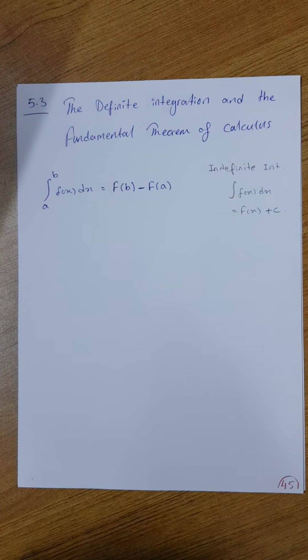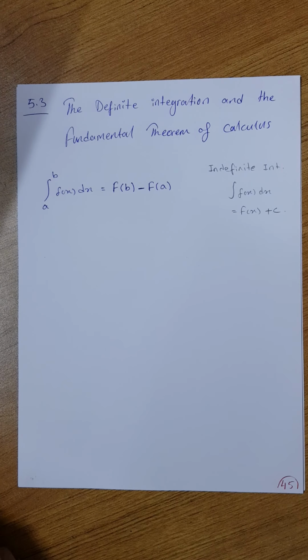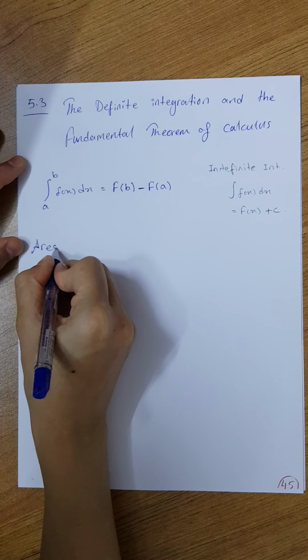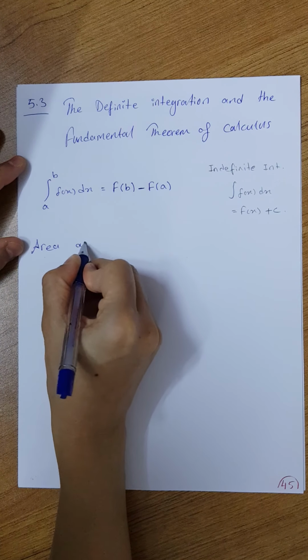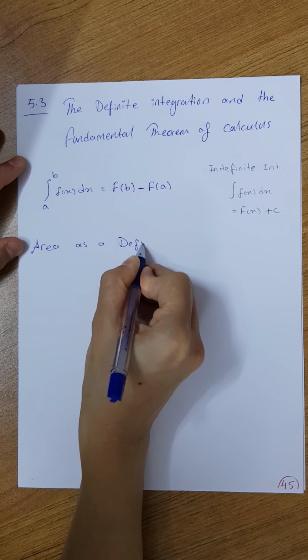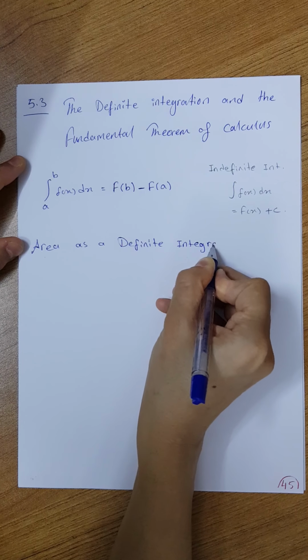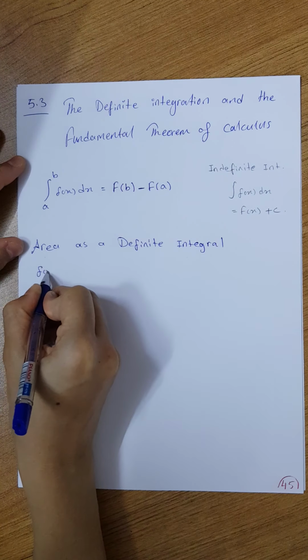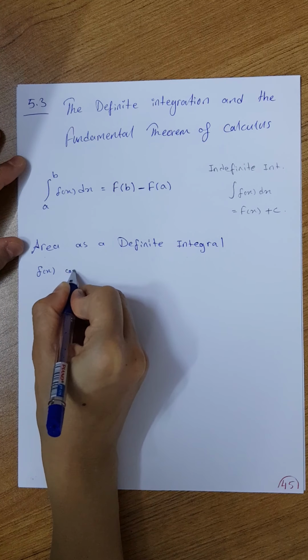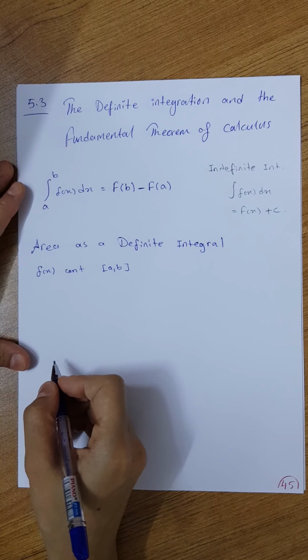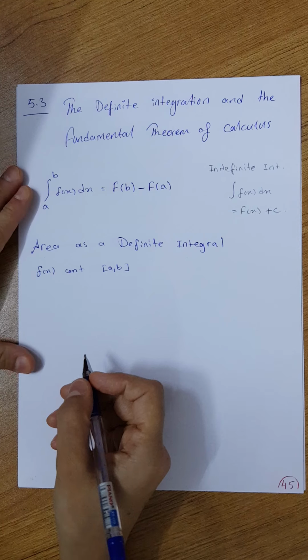In general, when we are talking about definite integration, it is considered as the area between a curve and the x-axis. So let us make the subject, that is the fundamental theorem of calculus, area as a definite integral, we can say. What do I have here? I have a function that's continuous on the given interval, and then I have a region.